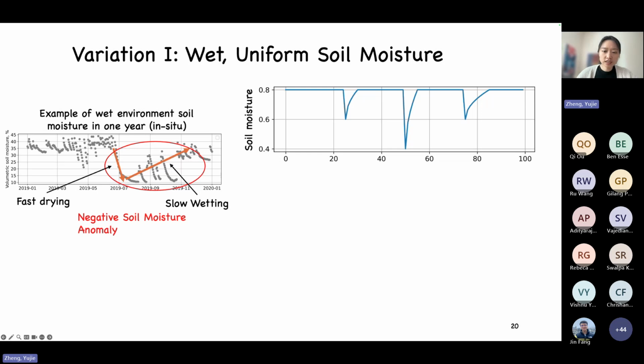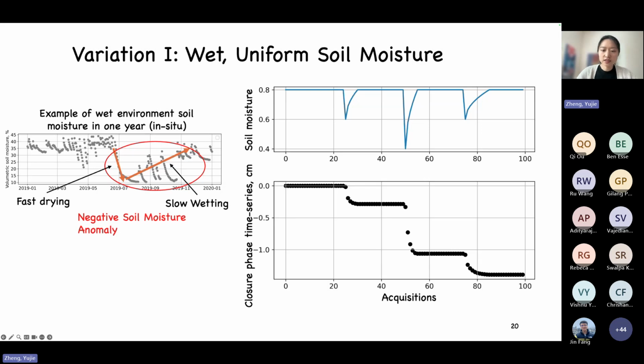Okay, so for the simulation, we'll keep everything else the same as the baseline simulation. And we find that the predicted closure phase time series have very similar patterns to the previous case, except that there is a sign reversal.